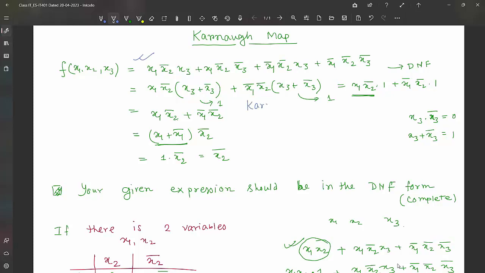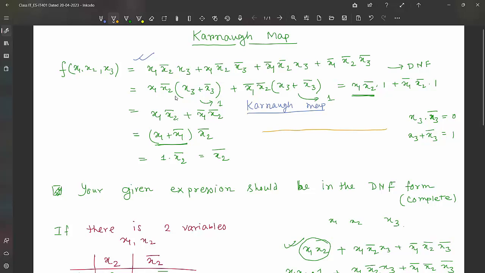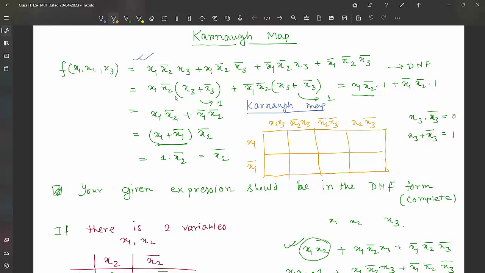Now the Karnaugh map of this expression. To build it, we again form one of these boxes, and in these boxes we make 4 cells. Here this is x1, this is x1 bar, x2 x3, then x2 bar x3, this is x2 bar x3 bar, and it is x2 x3 bar. Okay, after that fill it.